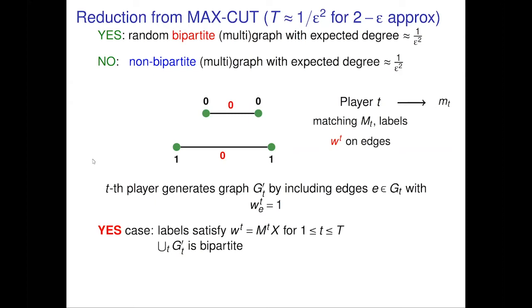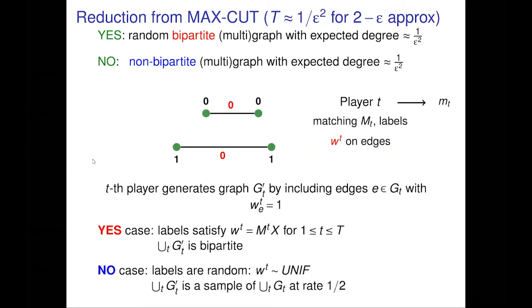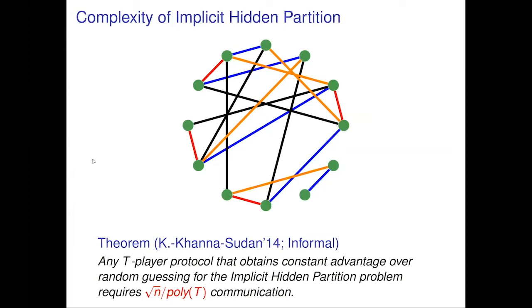Okay, so in the yes case, all of these edges will be consistent with the bipartition. So the union of produced graphs will be bipartite. And in the no case, the union of produced graphs will be very far from bipartite. It will be essentially very similar to a random Erdős-Rényi graph of average degree 1/epsilon². So that's very, very far from bipartite. Good. So to prove hardness of streaming max cut, it suffices to prove a communication complexity lower bound for implicit hidden partition. And indeed, such a lower bound has been proved.